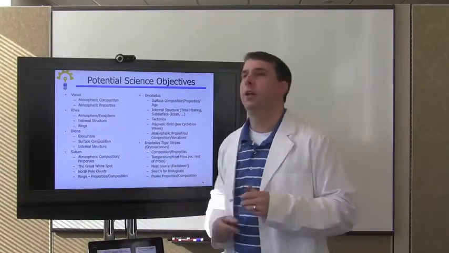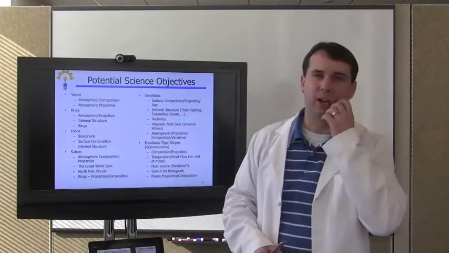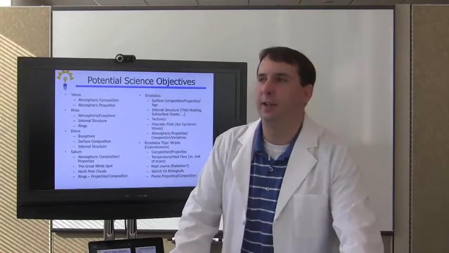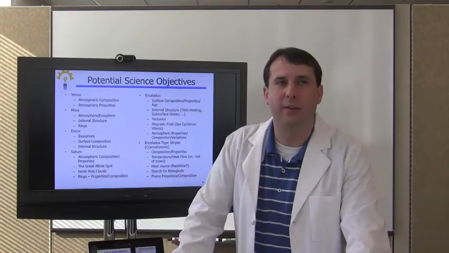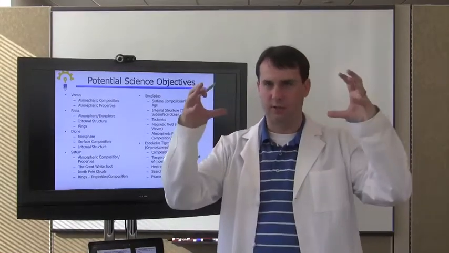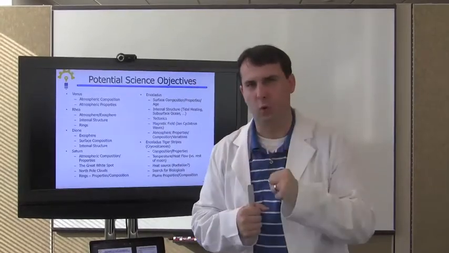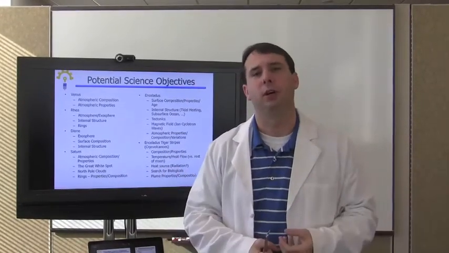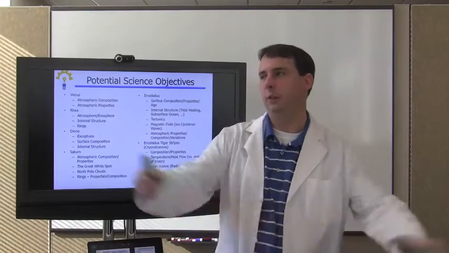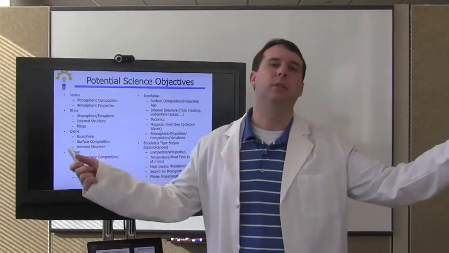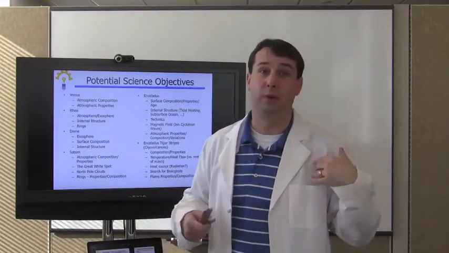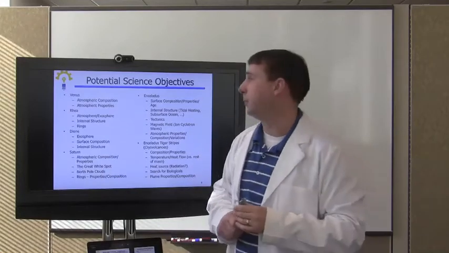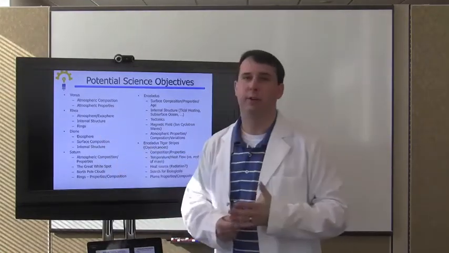Internal structure. The internal structure of a planet or a moon basically means, what does it look like? We say Earth has the crust, the mantle, and then the core, the molten core. That's Earth's internal structure. Scientists want to know the internal structure of every planet and every moon in the solar system. They don't even know the internal structure of our moon yet. So this is a big deal for scientists.